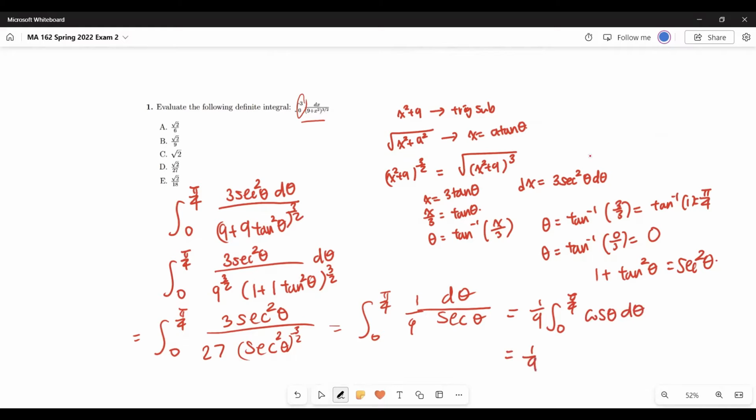So 1 over 9 sine theta from 0 to pi over 4, integrating, and this becomes 1 over 9 times sine pi over 4 minus sine 0. And this just becomes 1 over 9 times square root of 2 over 2, so square root of 2 over 18. So the answer for this question is E.